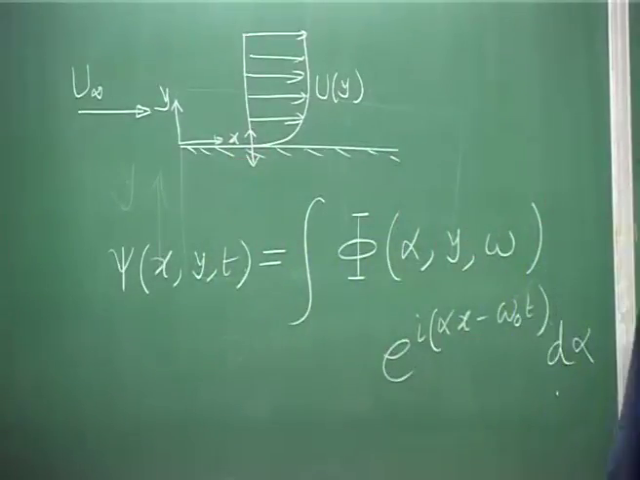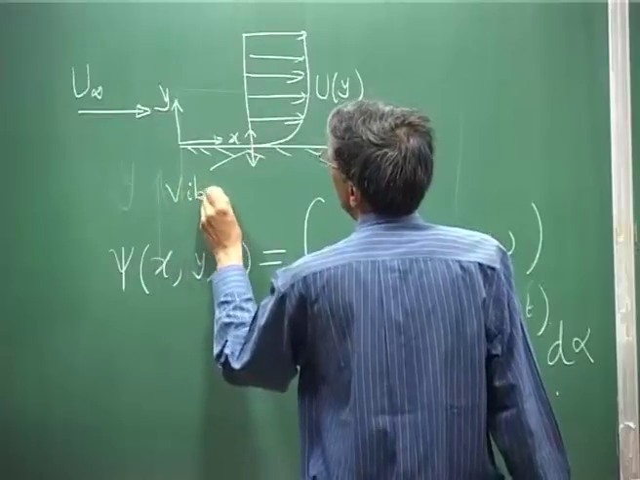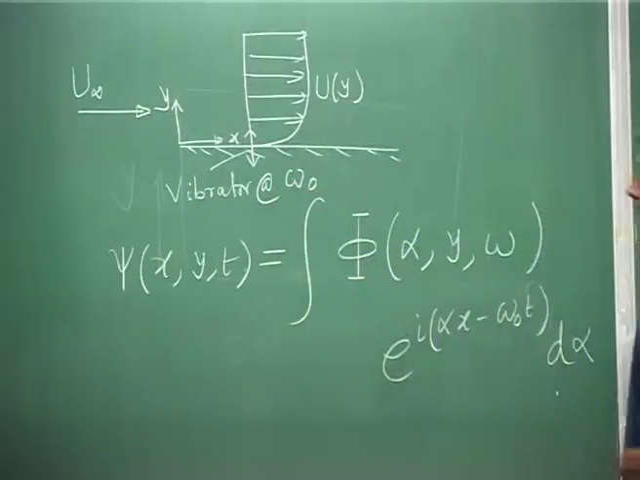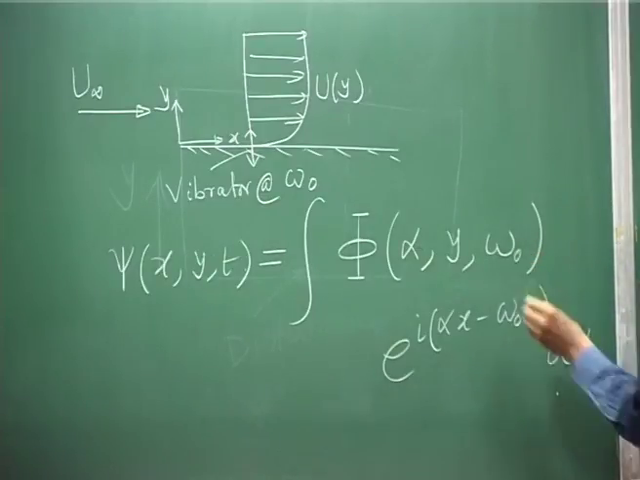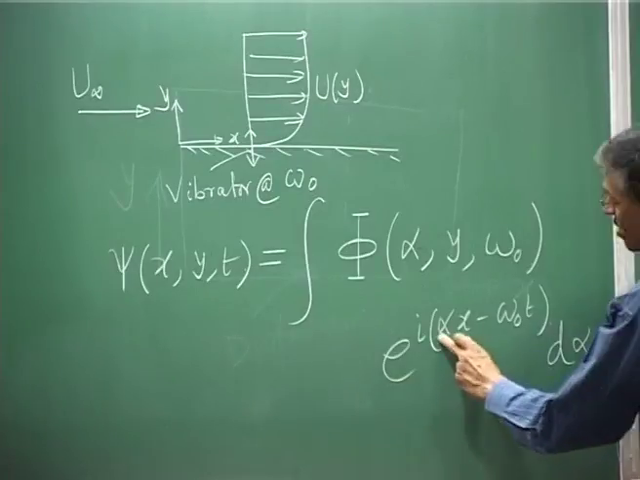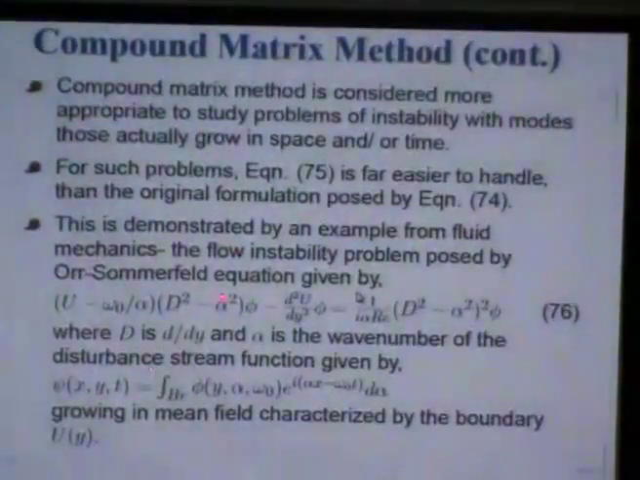Let us say I put in a kind of a vibrator there to create disturbance, and this vibrator is oscillating, let us say, at a frequency of omega naught. That is what this omega naught comes in here, and we are just trying to find out if that time dependent excitation creates some disturbance which grows in space. So, that is what we are looking for. We are trying to look for a complex alpha which will be governed by this equation, the Orr-Sommerfeld equation.